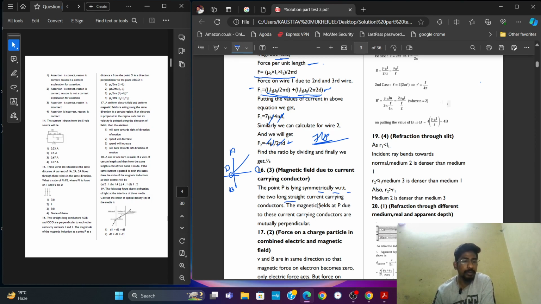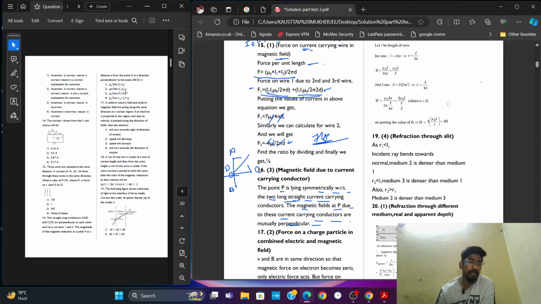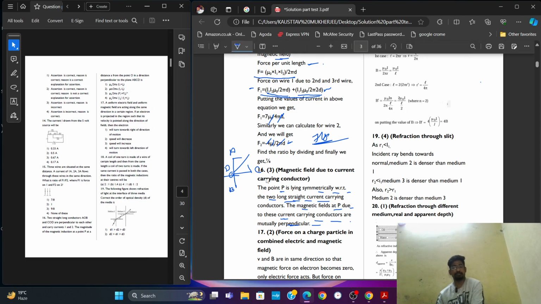Now what you have to calculate is the magnetic induction. Point P is lying symmetrically with respect to the two straight long wires, because the distance from here and from here is equal. The magnetic fields at P due to those current carrying conductors are mutually perpendicular to each other. So if we calculate the magnetic induction, you will get B equals mu naught by 2 pi A into the square root of I1 square plus I2 square.